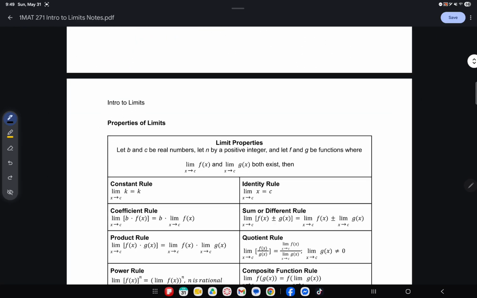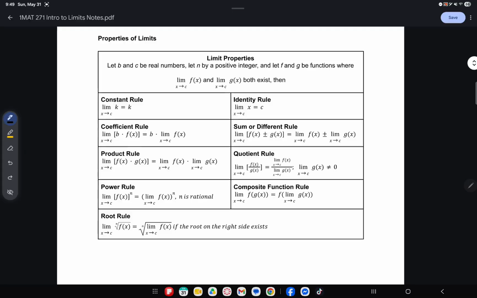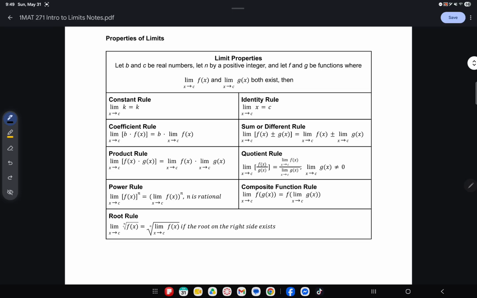There are different properties to limits, and they are listed here. I won't go through all of them. I believe you can pause this and read this. I'm just going to apply the properties to different examples. So we can split sum and difference ones up. We can split products up. If there's a number in front, we can pull it out in front, almost like it's a GCF. And yeah, let's apply these rules.